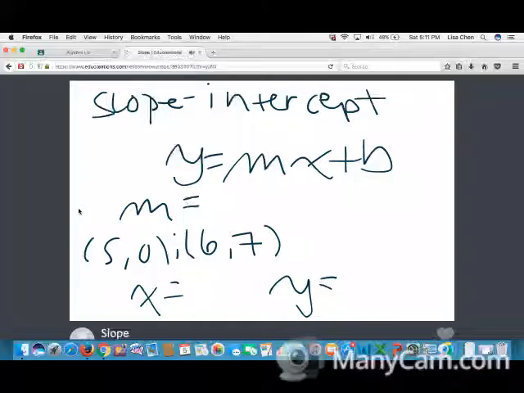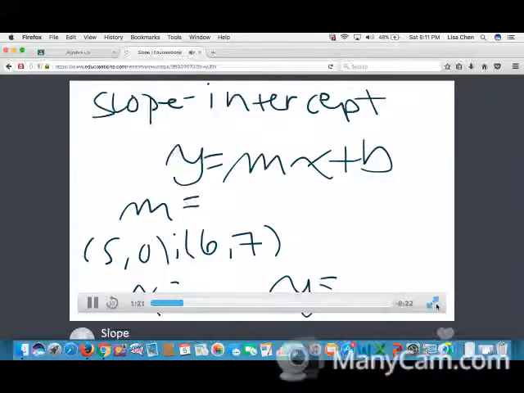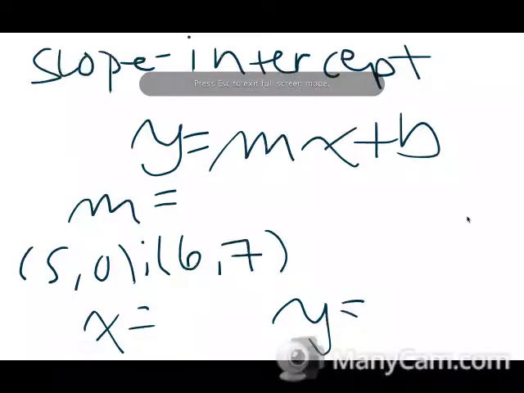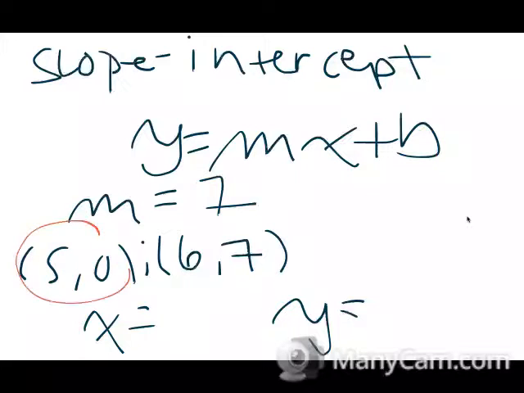I could either do slope-intercept form, or I could do point-slope form. I think point-slope form is a little bit easier, but don't worry about that. For slope-intercept form, m equals 7, and I could choose either of the 2 points, (5, 0) or (6, 7), to plug in to find my b. I'm going to choose (5, 0) because there's a 0 in it, and it seems a little bit easier to work with.